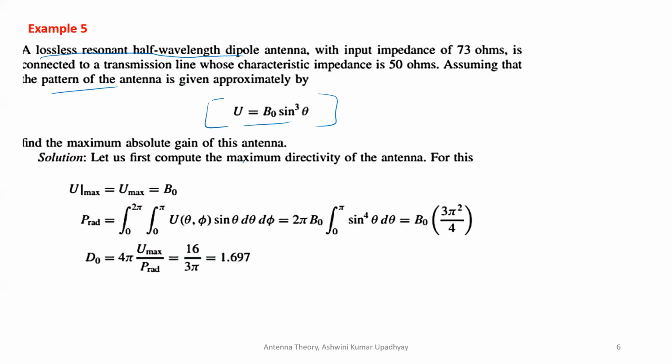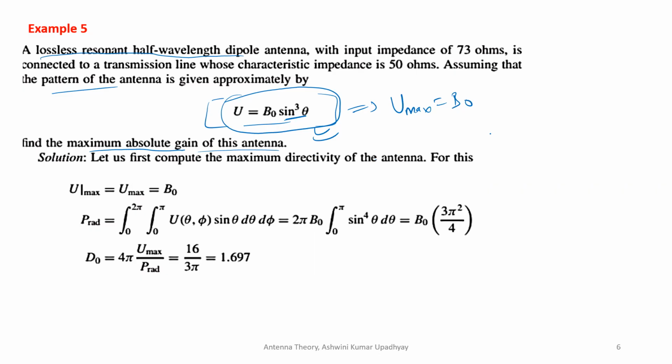So since U is given, we are required to calculate the maximum absolute gain of the antenna. You know that the maximum value of this expression is going to be B naught, because the maximum value of sine cube theta is going to be 1. So the maximum magnitude of U is going to be B naught. So we can say that U max is equal to B naught.